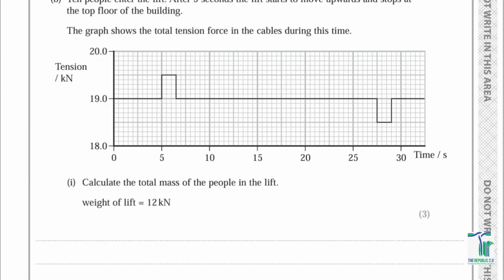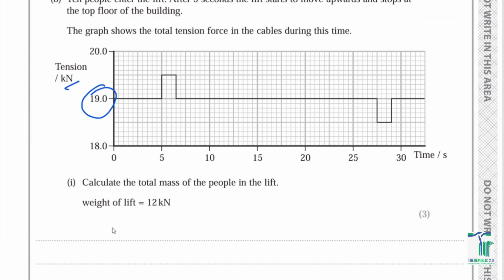Now, calculate the mass of the people. 10 people enter the lift, move upwards, and stop at the top floor of the building. The graph shows the total tension force in the cable during this time. So you can easily see that 10 people is the number of people that the lift got. The weight of the lift is 12 kilonewtons. If 10 people entered the lift, the tension acting in the cable comes out to be 19 kilonewtons.